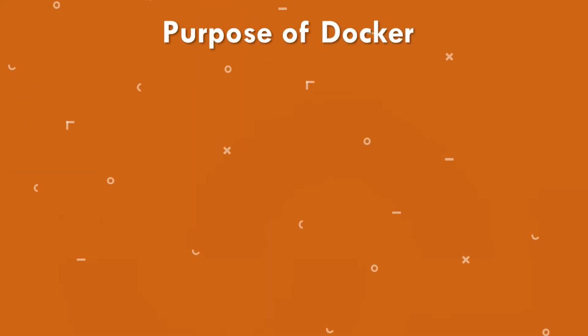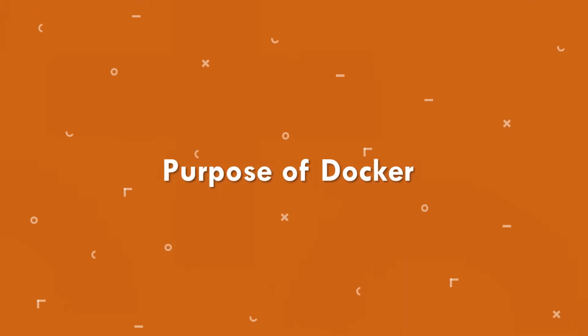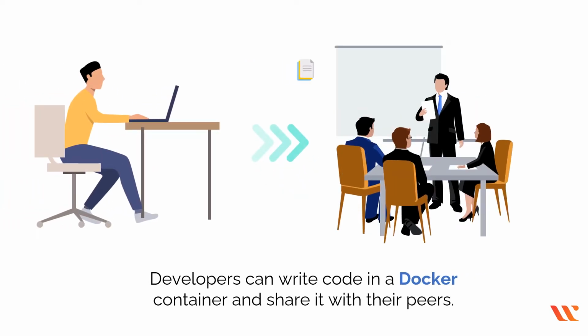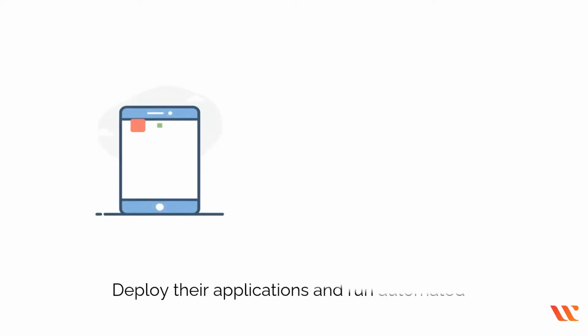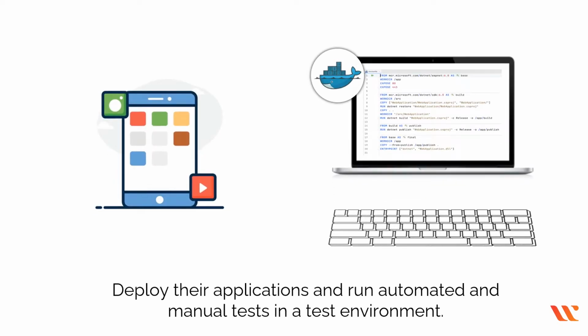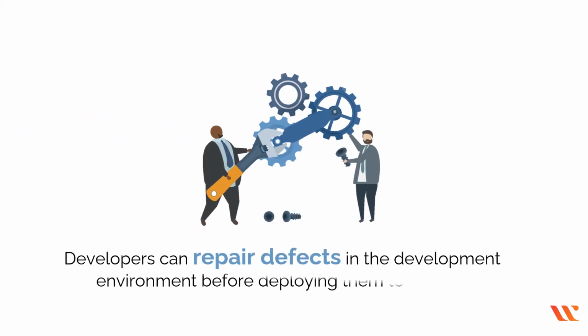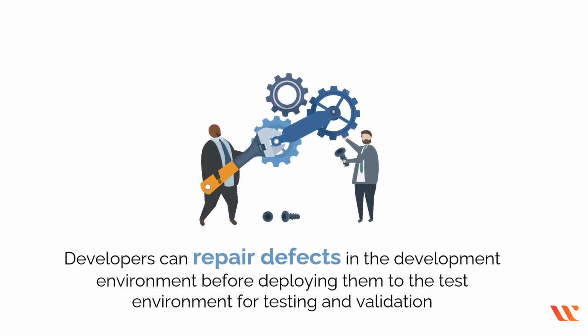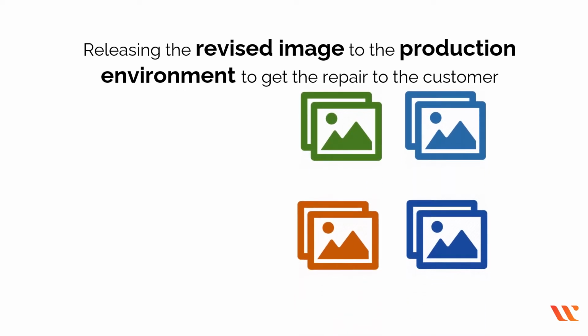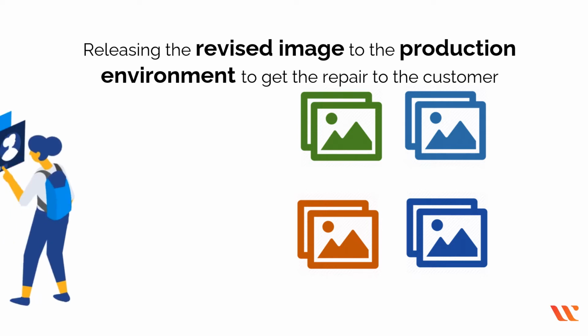Purpose of Docker. Developers can write code in a Docker container and share it with their peers. They use Docker to deploy their applications and run automated and manual tests in a test environment. Developers can repair defects in the development environment before deploying them to the test environment for testing and validation. When the testing is through, it's just a matter of releasing the revised image to the production environment to get the repair to the customer.